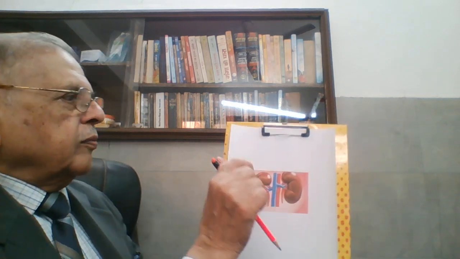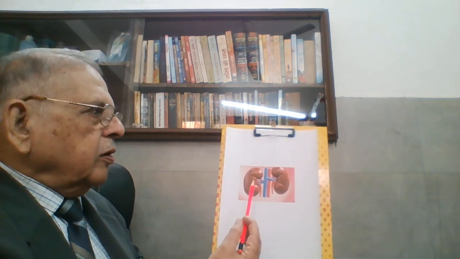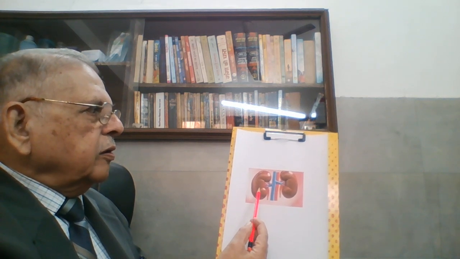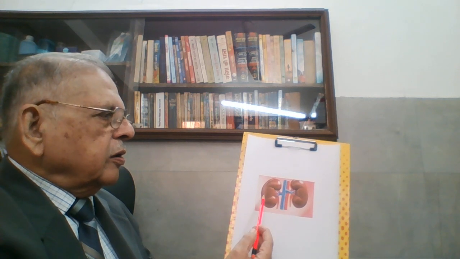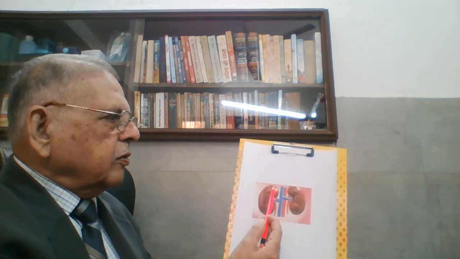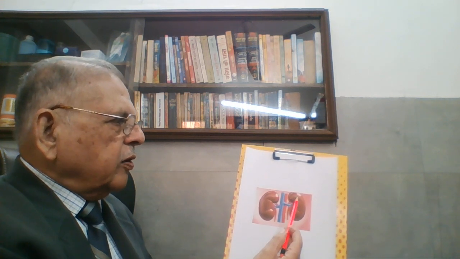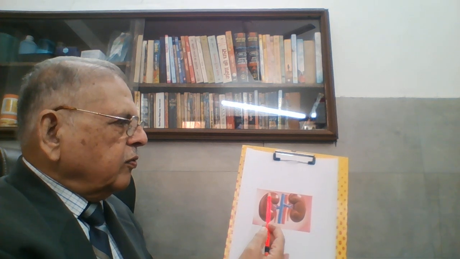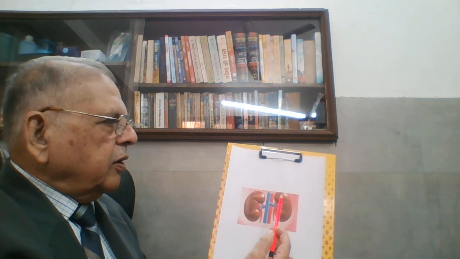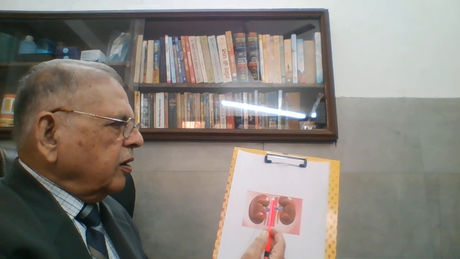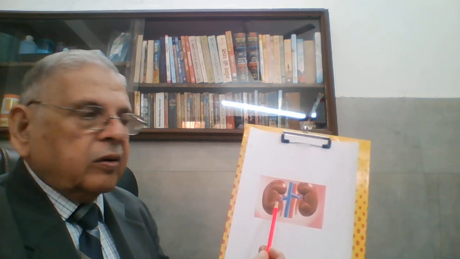Now see this in this diagram. This is the right kidney, this is the left kidney. Remember, the right kidney is slightly lower than the left kidney. This is the level of the kidney on the right side, this is the level on the left side. So left is slightly higher, right is slightly lower.